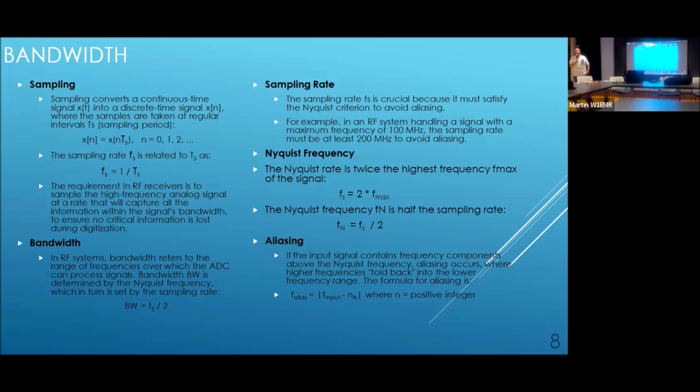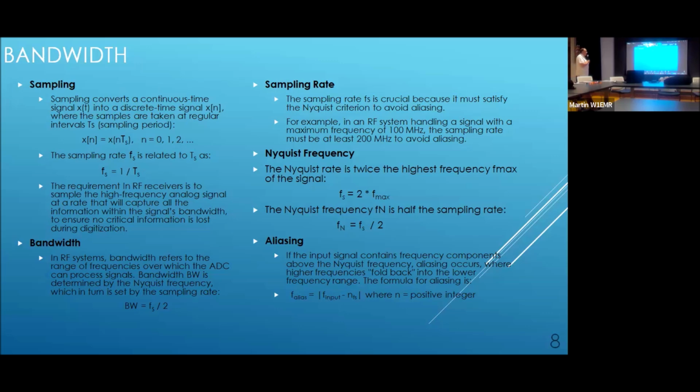So if you want to sample something that goes up to, say, the 2-meter band, 144 to 148, let's round it up a little bit to 150. That means you have to sample at least 300 megasamples per second in order to pick up a 2-meter signal properly. So your sampling rate has to be twice the highest frequency of the signal that you want to get.